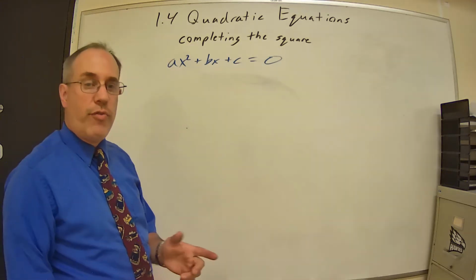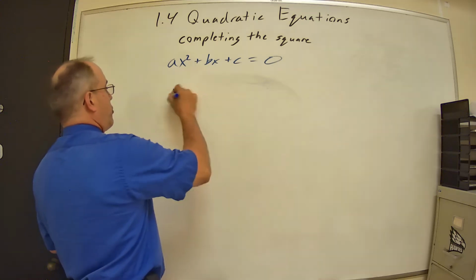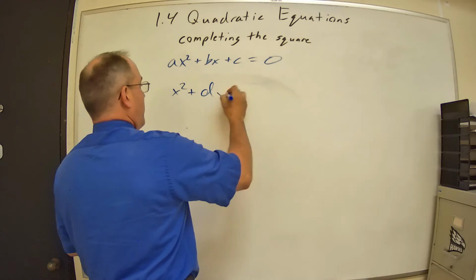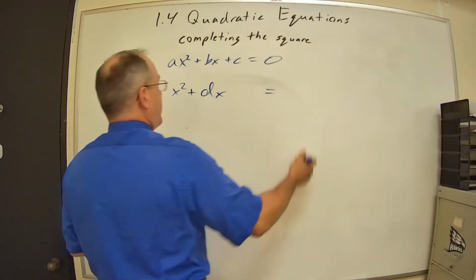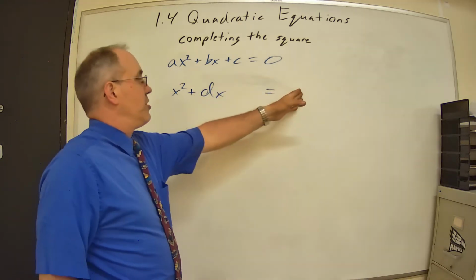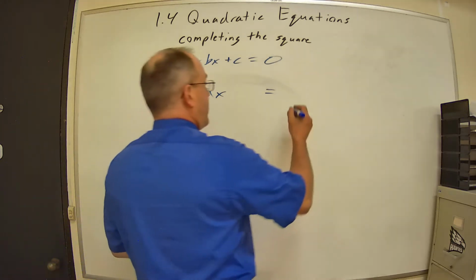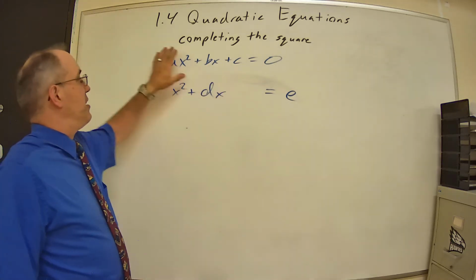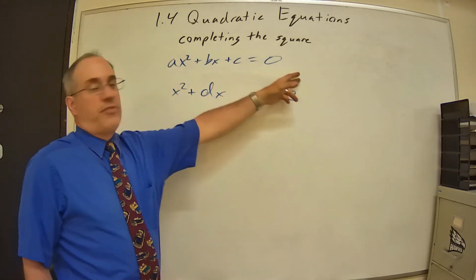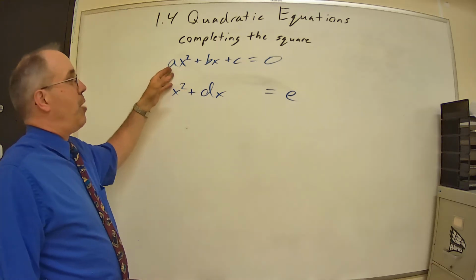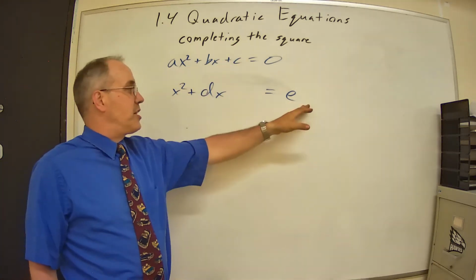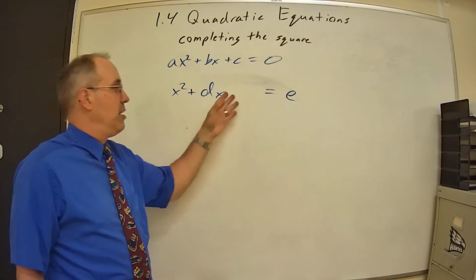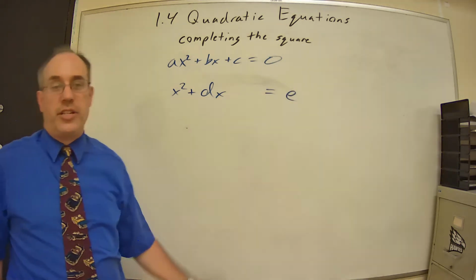Once I've got that over there, I'm going to have x squared plus, and I'm going to just use another variable d, dx equal to some value over here. I'm going to call it e, just for the sake of something to put there, right? Because if a was equal to 1, then that would be negative c. If a was equal to some other value, it would be negative c over a. So it's just going to be some constant. So we're in this form: x squared plus dx is equal to some constant on the other side.